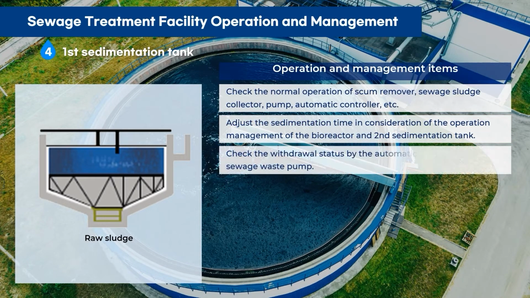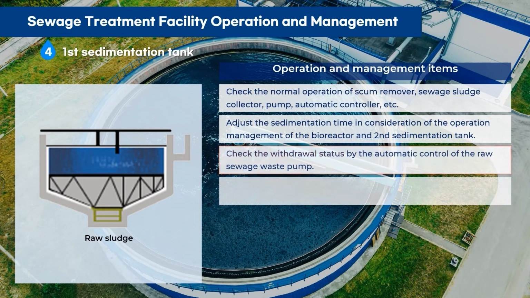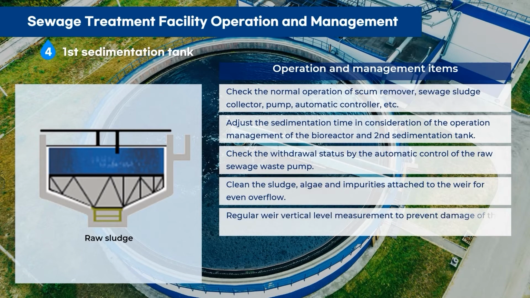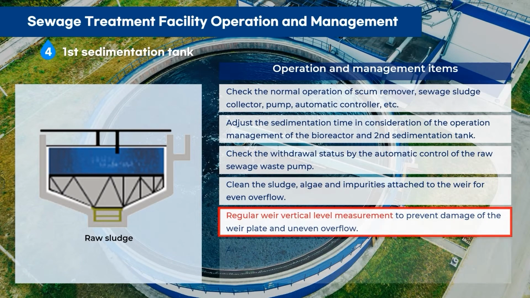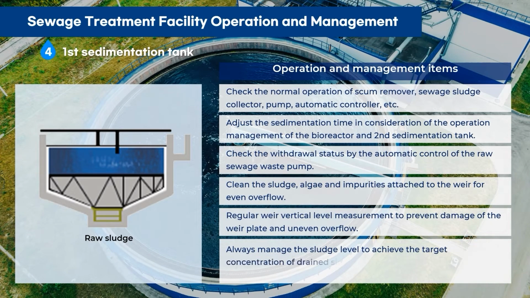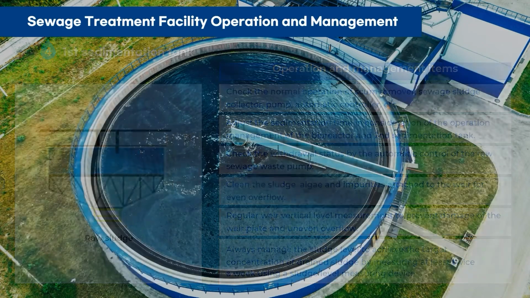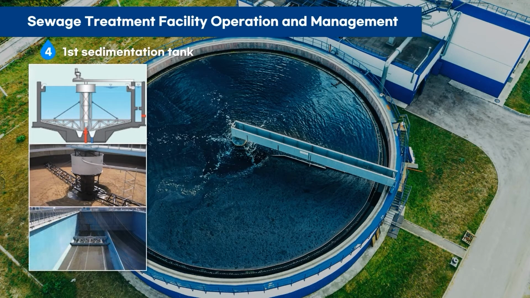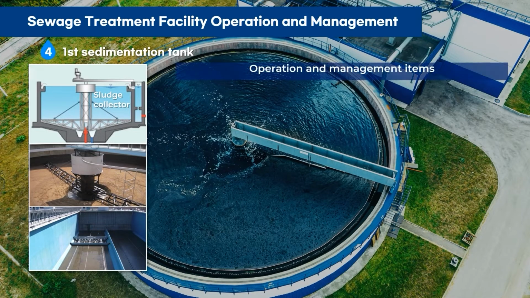The sludge interface should be continually monitored, including checks for normal operation of the raw sewage pump, periodic cleaning of sludge and algae contaminants which adhere to a weir to achieve uniform weirs, regular checks of the weir level to prevent damage to the weir surface or imbalance, and measurement of the sludge interface at least twice per week to achieve the target concentration of drain sludge. In addition, an operation method must be decided on based on the structure of the sewage waste collector, control method, and the amount of sludge produced.